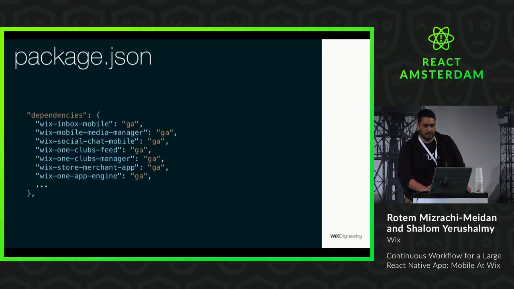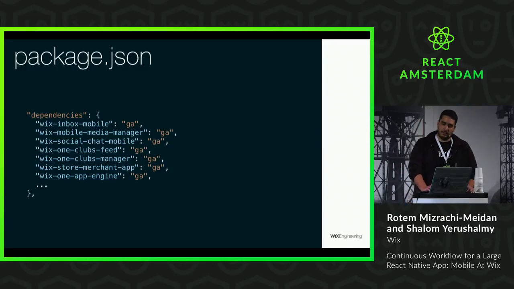Okay, so you can see the Wix app repo is essentially only a package JSON with the dependencies and a few engine configurations and some build scripts. That's it. By default, for standard builds, it will just use the version marked as GA, saying they're ready for release. This is an example from the Wix app. Here we can see the dependencies with all the modules that are configured to use GA.